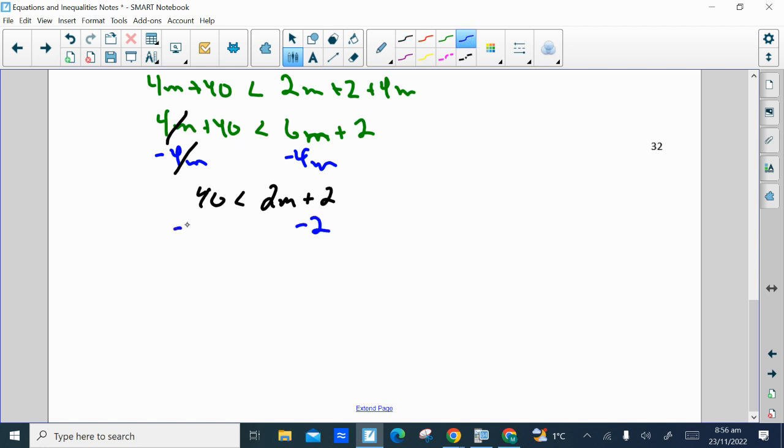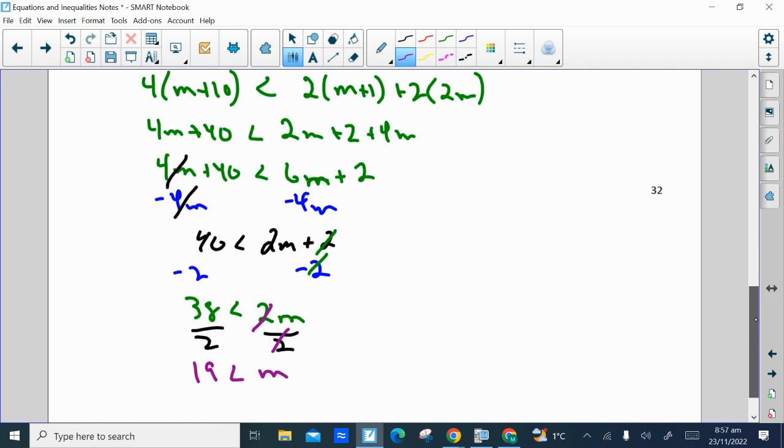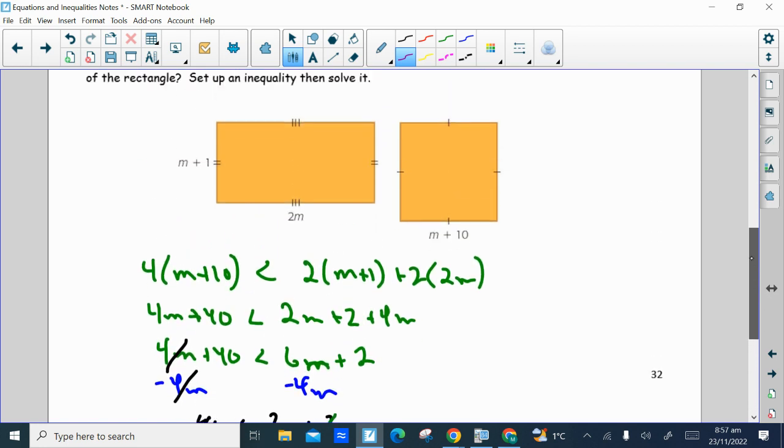We subtract the 2 from both sides. And 40 take away 2 is 38. On the right side, the 2's cancel, and you're left with just 2m. And now you would divide both sides by positive 2. So because you're dividing by a positive, the inequality is not reversed. So on the left side, 38 divided by 2 is 19, and that has to be less than m, or m is greater than 19. M must be some number greater than 19. Always read from the variable.